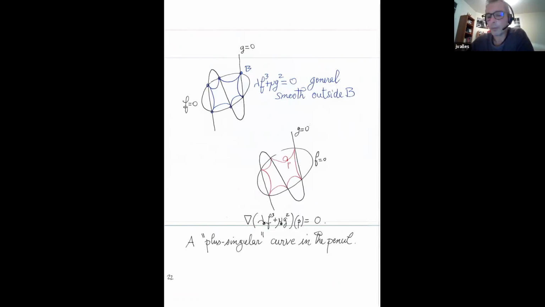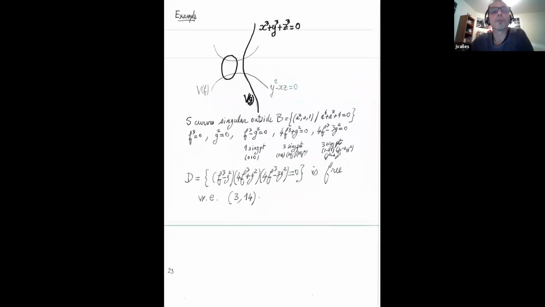Here is some example, or some illustration, by hand. So G is a cubic, F is a conic, and we consider the pencil F^3, G^2. So the general sextic is smooth outside B, but you have some special sextics that are not smooth outside B, like the red one. And this is a plus singular curve. And then we can compute with some examples. This computation is done by hand because everything is quite explicit. So by hand, we can find easily the singular points.